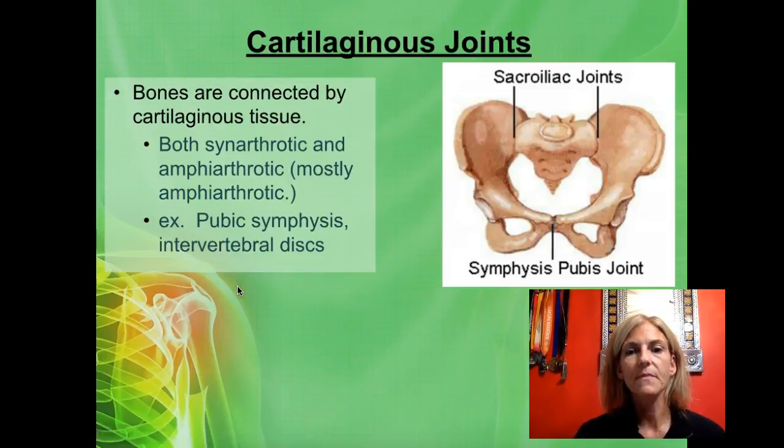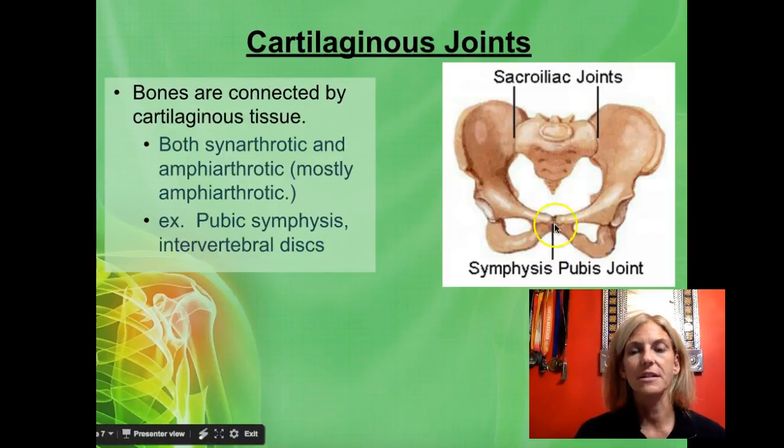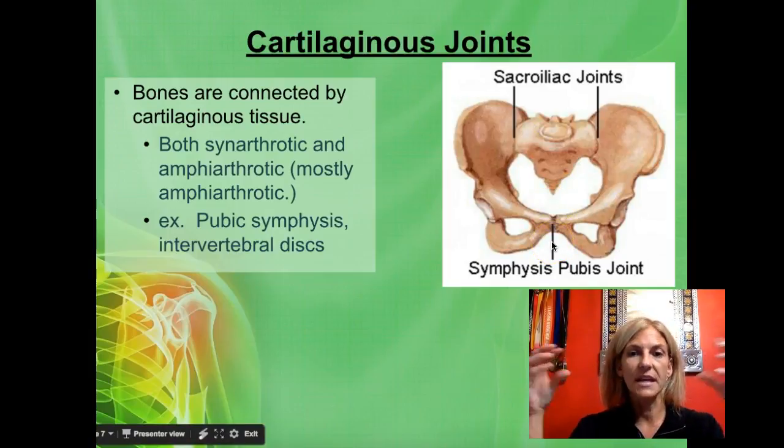So this cartilaginous joint, in our most recent lecture, we talked about the pubic symphysis, that cartilage joint between the os coxa.